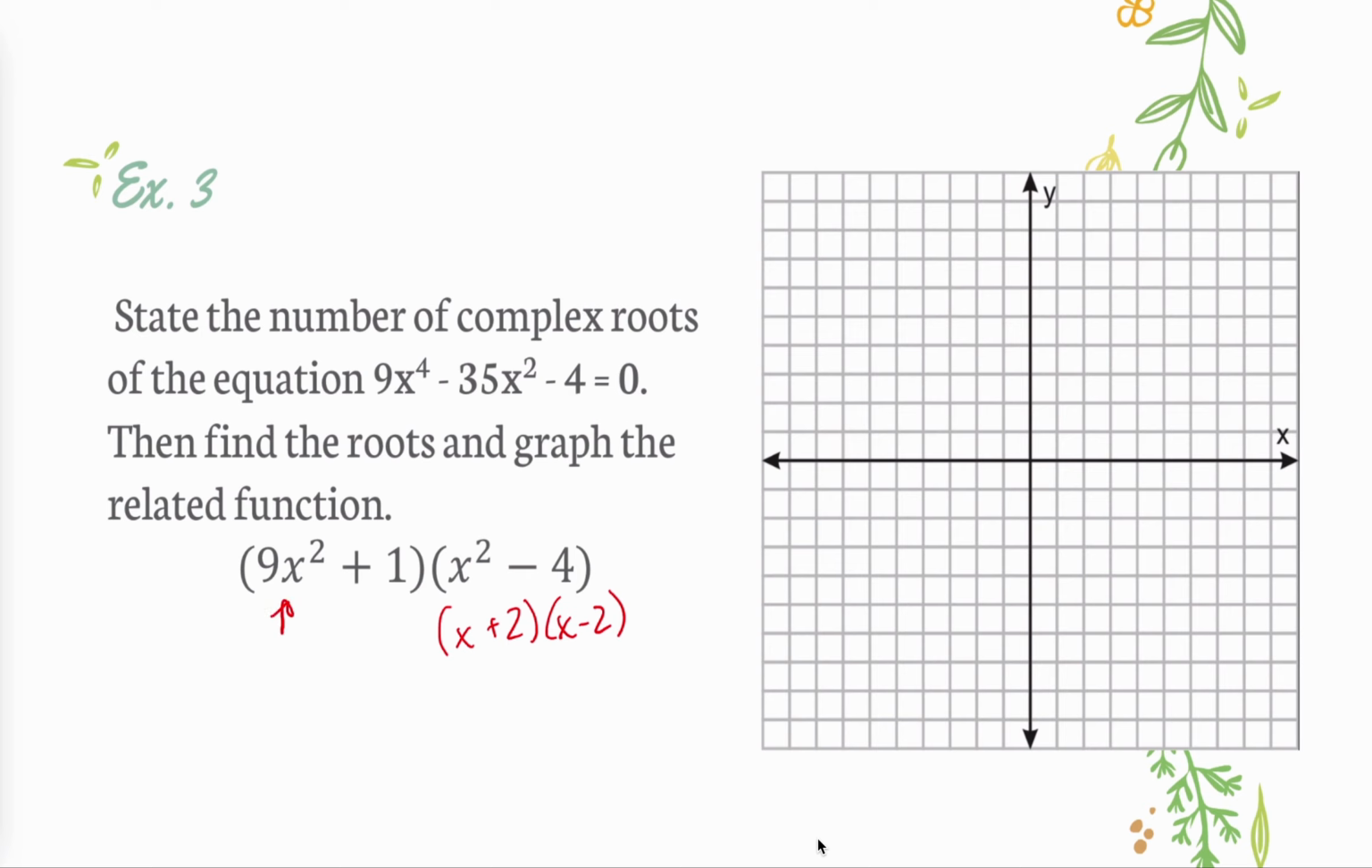The 9x squared plus 1, we could factor that into 3x plus i and 3x minus i, but that is not going to give us any real roots. So it has 4 total roots, but only 2 of them are real roots at negative 2 and positive 2. We've got a y-intercept at negative 4.